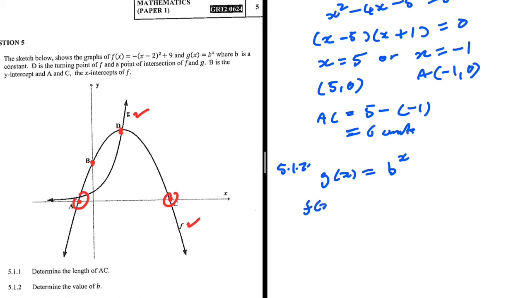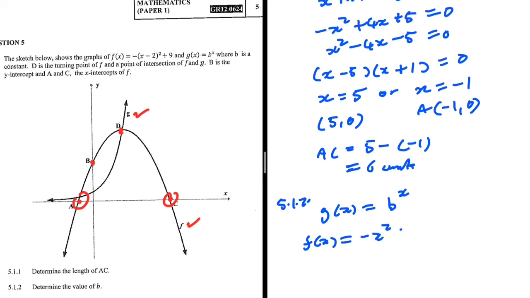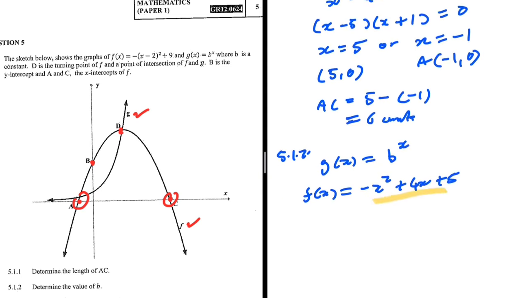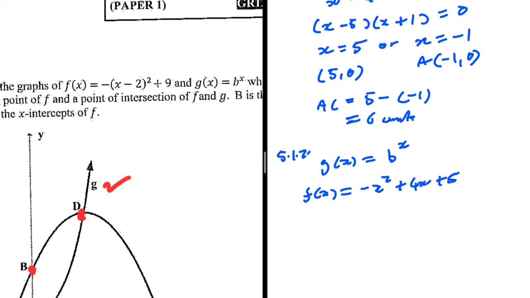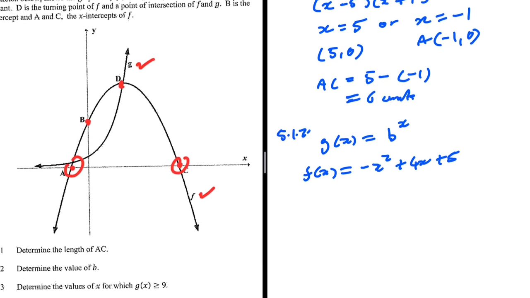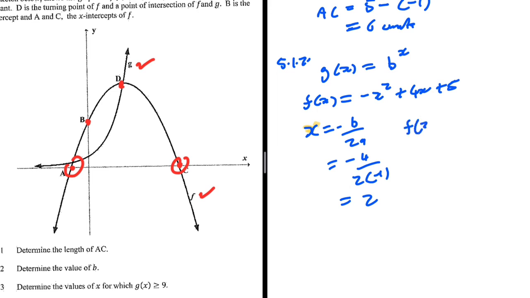Okay, we know that f of x equals minus x squared plus 4x plus 5. I think I'm more comfortable with this form, with that general format, compared to this one. Okay, so we need the coordinates of D. D is the turning point. So x at the turning point is x equals minus b divided by 2a. So minus 4 divided by 2 multiplied by minus 1. So 4 divided by 2 is 2. Okay, there we go. And then f of 2. We want to substitute 2 into f of x.